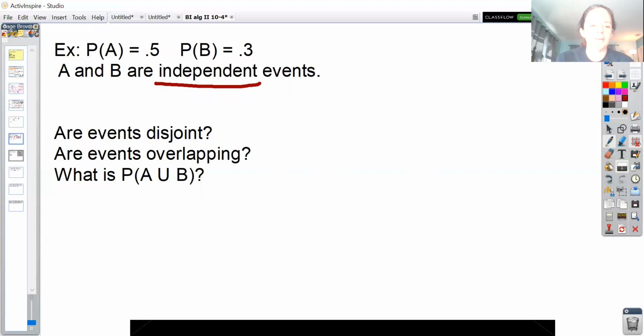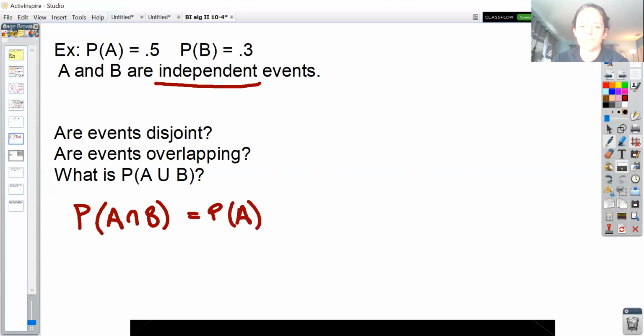So if A and B are independent events, we have a formula for the probability of their intersection, right? Independent events mean they don't depend on each other, like flipping a coin twice. The outcome of the first time does not affect the outcome of the second time. So if the events are independent, the probability of both events happening, which would be A and B, is equal to the probability of A times the probability of B. That should be in your notes from before, but you might want to put it in your notes again.